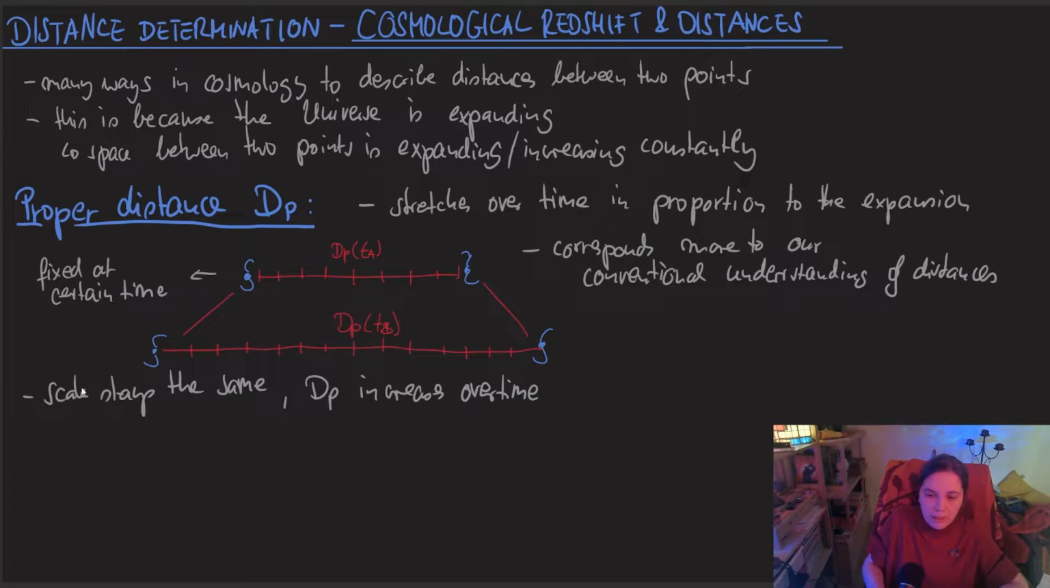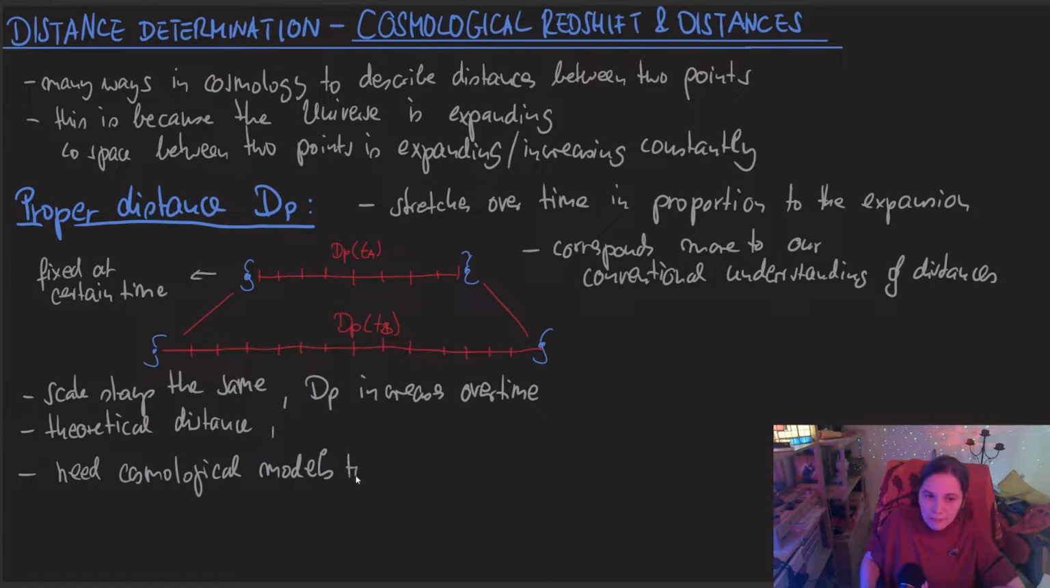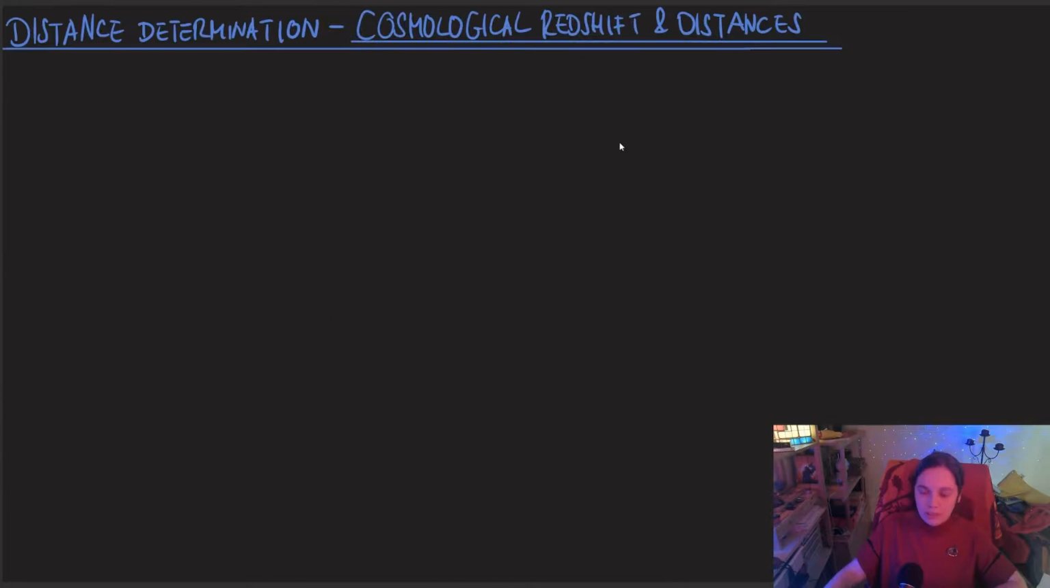As the universe expands, but it is a theoretical distance. We cannot measure it. How are we going to measure it? The light travels through the universe while the universe is expanding. So we can't measure it on the scale. So it can be derived due to cosmological models. So you need a cosmological model to derive it. And now we're going to go to the comoving distance.